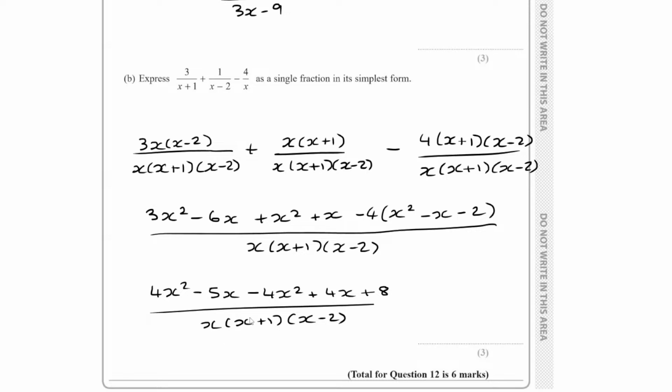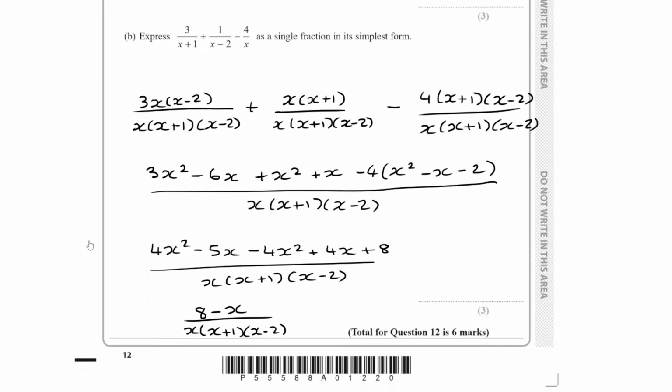So the 4x squareds just cancel. You've got 8 minus x, or minus 8 plus x, you can write it that way around. I've just written it this way around to get the negative not at the start, that's the only reason. You can write it the other way around if you want. So that would be my answer there. Let me scroll up a little bit. Nothing else can cancel, so it is a single fraction, but there's nothing else I can cancel. Okay, so that was 6 marks for algebraic fractions.